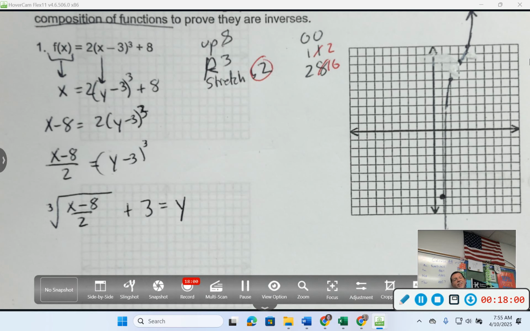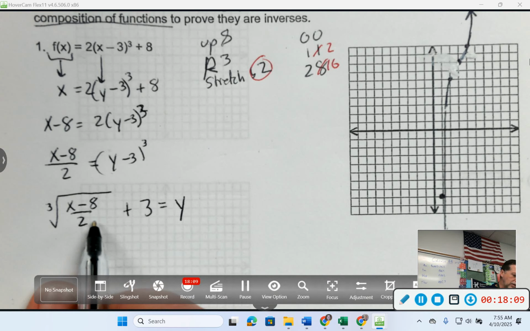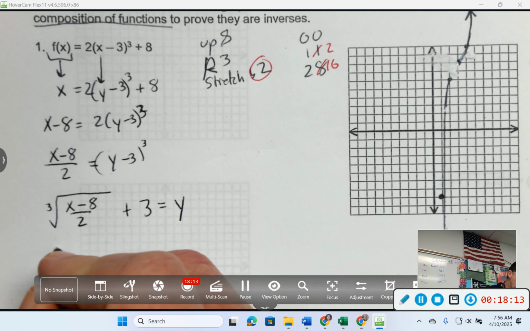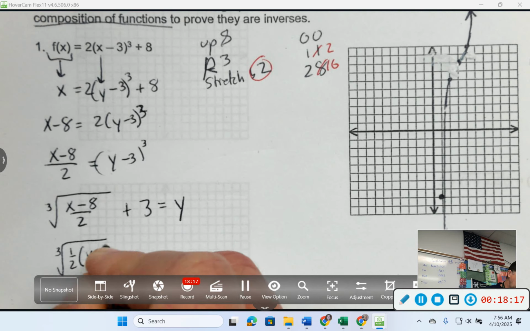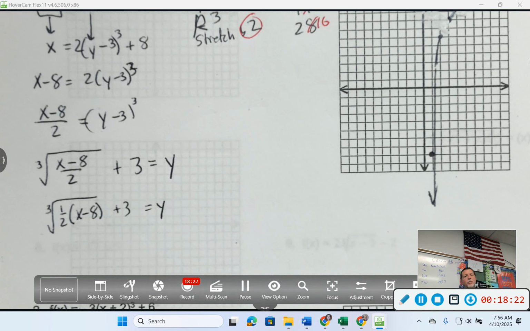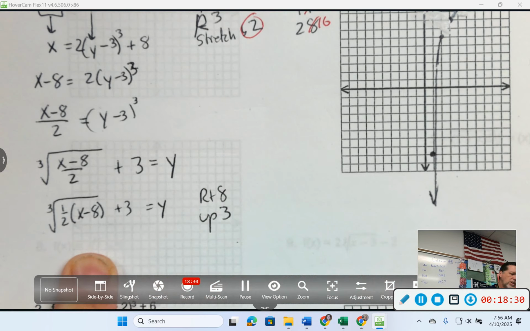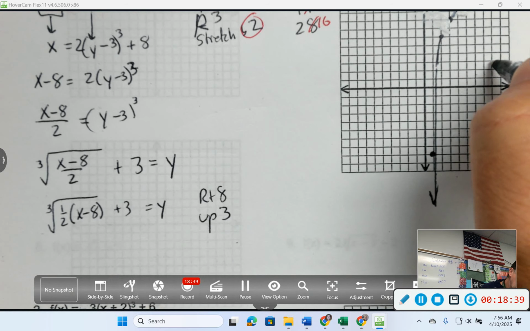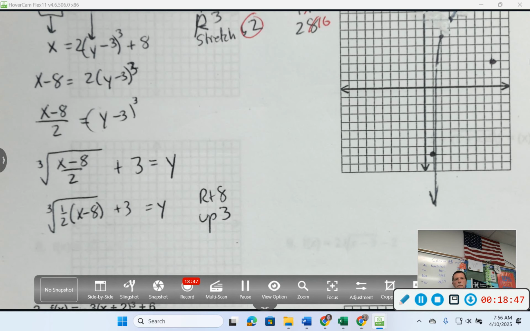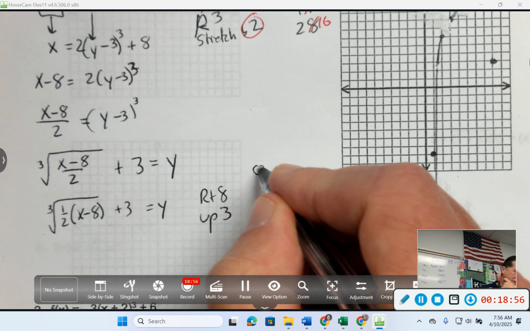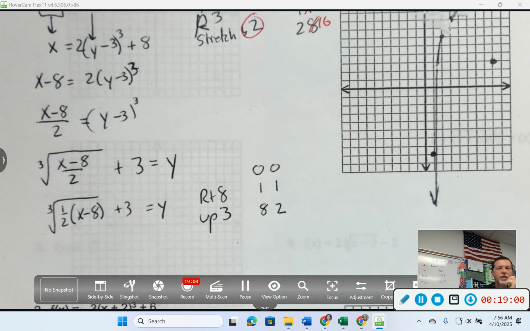I do not want to graph. I don't really want to graph that either. Except that I can kind of use the symmetry. Let's see. I'm going to maybe put the 1/2 out front. Not out front, because I didn't want to take the cube root of it, but out front of the x minus 8, because that's still a right 8 and an up 3 situation. Deal with the 1/2 in a minute. Right 8, up 3. Right 8, up 3. And normally we would go 1, 1, 8, 2 because it's a cube root.